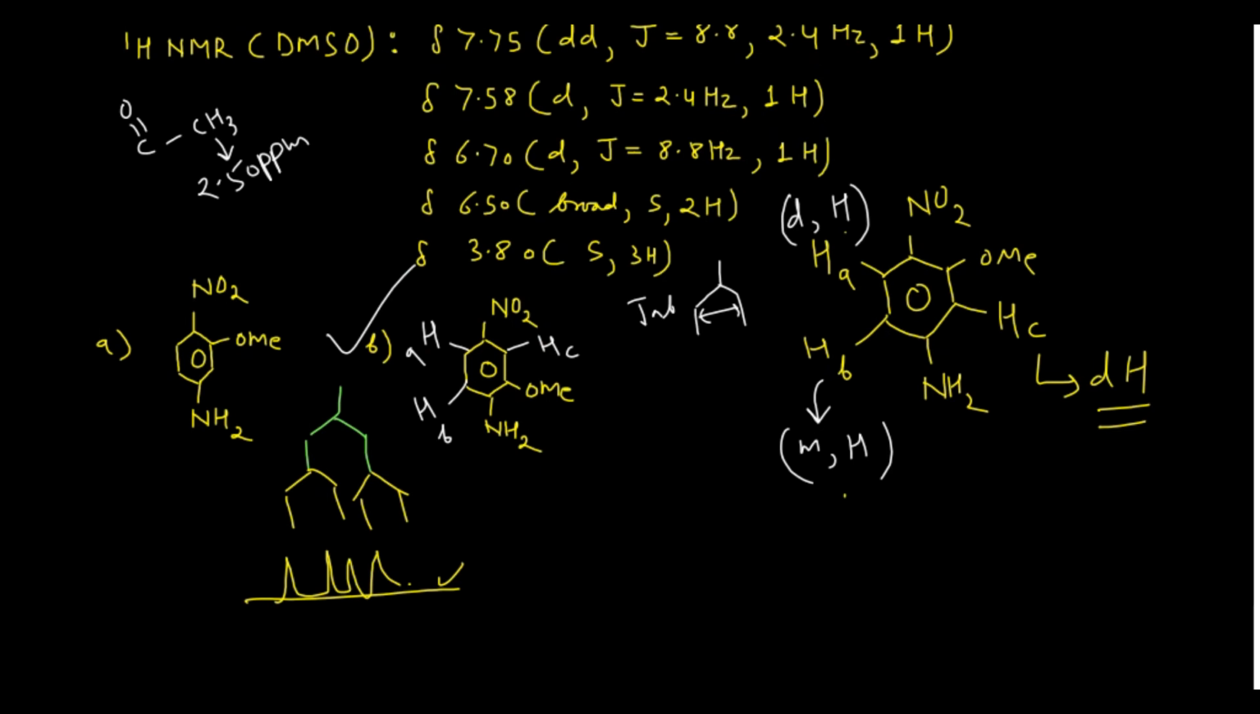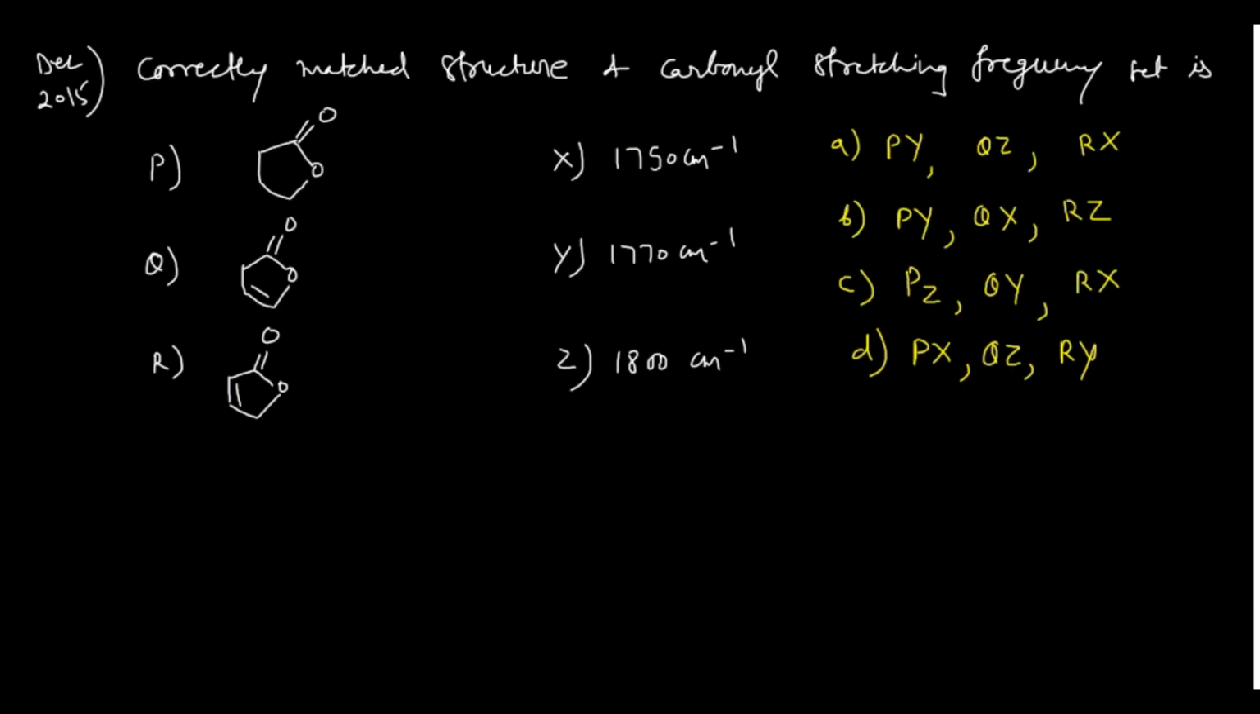So this is again a very important one. Now moving to the next problem, what does it say? My next problem says: the correctly matched structure and the carbonyl stretching frequency set is. So you have been given these lactones, cyclic esters. In the P, Q, R form you are having three lactones, and in X, Y, Z you are having their resonating frequencies in the IR spectrum. So what is the correct match in that case?